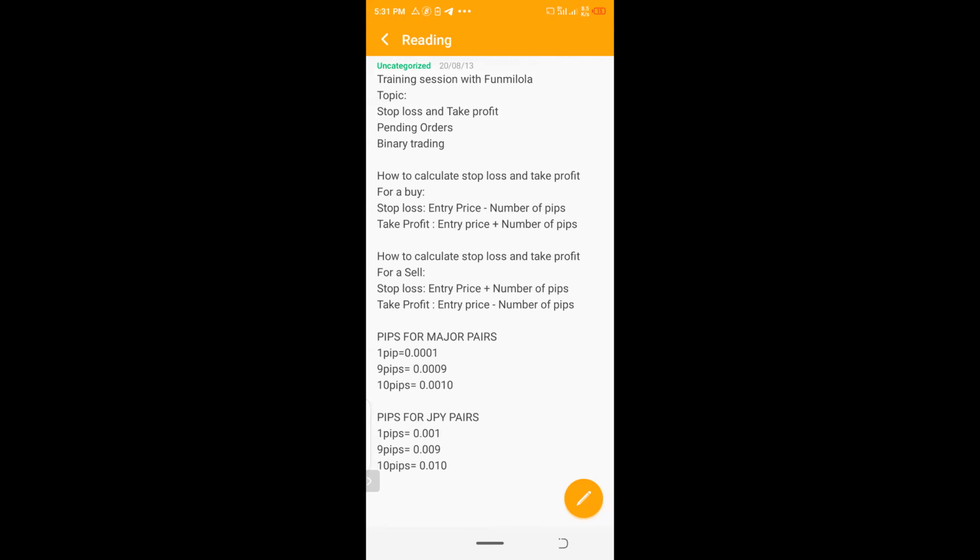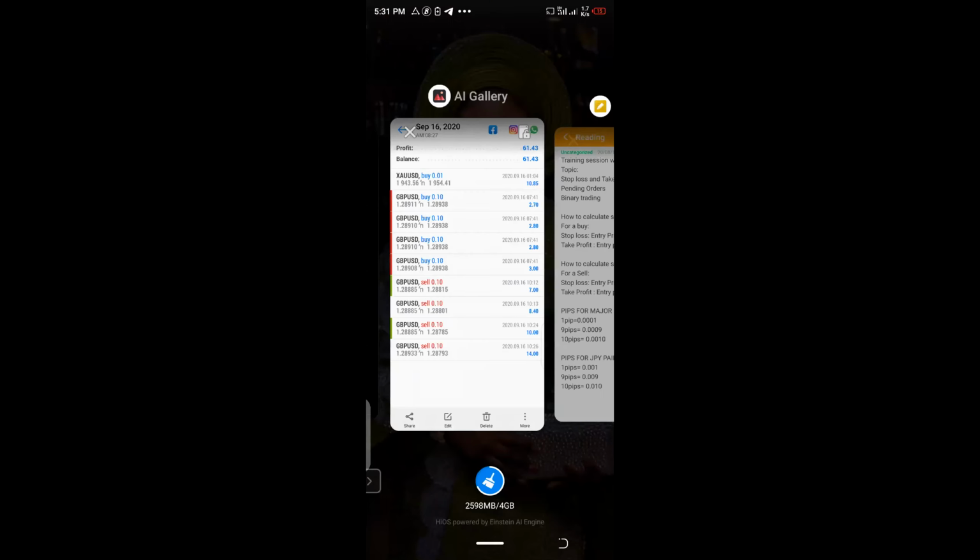Then for a sell position, for your stop loss, you are going to add the number of pips you are willing to risk to your entry price, and for my TP, which is take profit, I am going to minus the number of pips I am willing to make from my entry price. Now, how can you get your entry price?